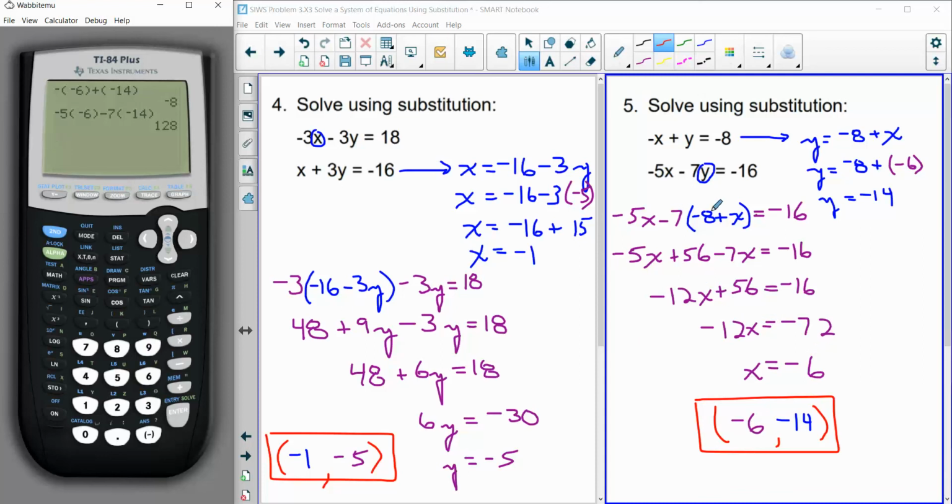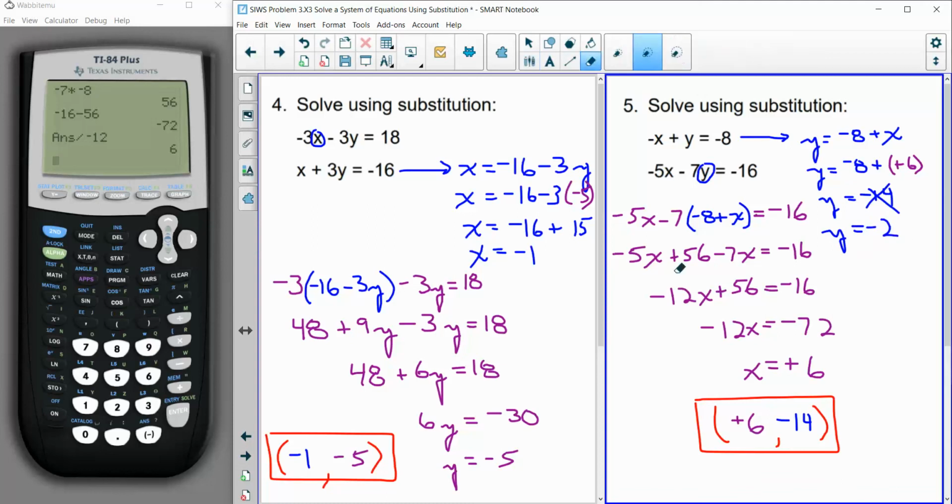I did negative 7 times negative 8. Negative 7 times negative 8 is positive 56. I combined like terms. Negative 5x and negative 7x makes negative 12x. I subtracted 56 from both sides. Negative 16 minus 56, negative 72. And then I divided by negative 12. Oh, yeah, that should have been positive 6. There's my issue. So that's positive 6, which is going to change this to positive 6, which is going to change my y value to negative 2.